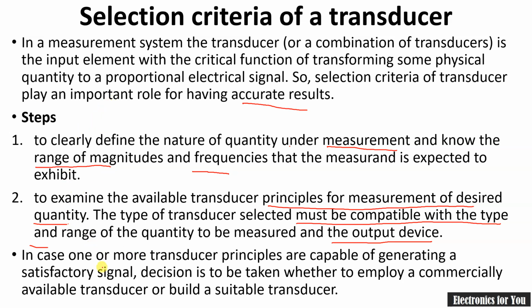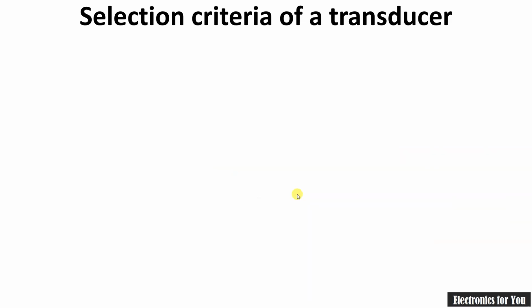In this, one or more transducer principles are capable of generating a satisfactory signal. A decision is to be taken whether to employ a commercially available transducer or build a suitable transducer. That means that if we have selected the quantity under measurement, and further the range and magnitudes are known, and if we have already chosen the principle of measurement, then if it is available in the market we should purchase it, or if it is not, then we should build such a transducer.